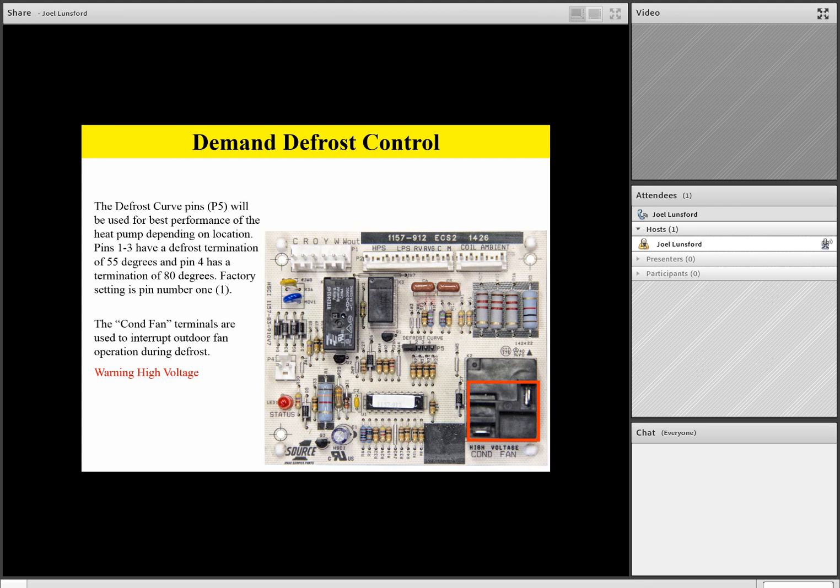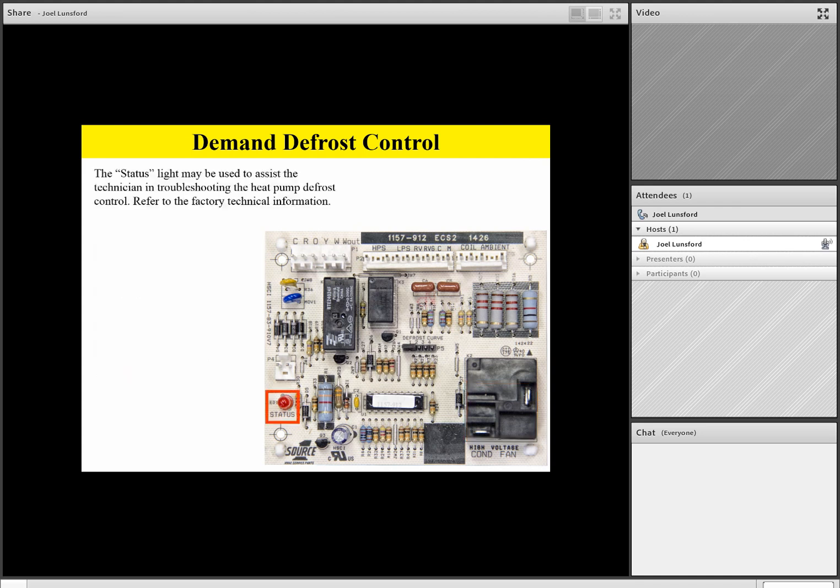As we move around to the left side of the board, we see we have a status LED. This status LED will help assist the technician in troubleshooting problems on the board. We can receive flash codes on the status LED based on what's going on with the board. Please look at the factory technical service information for more details.